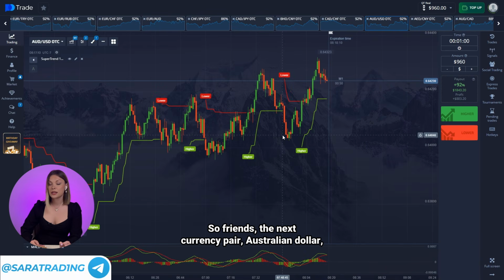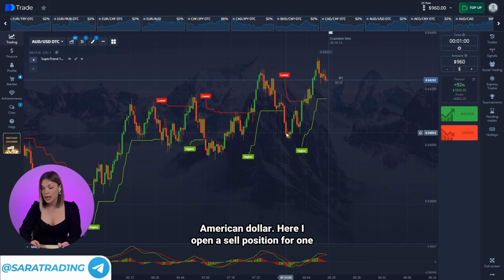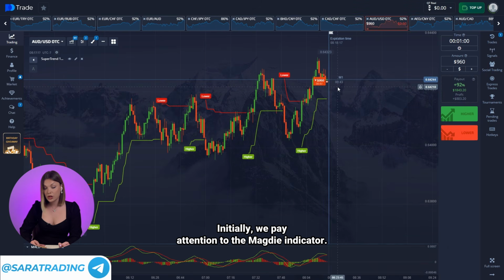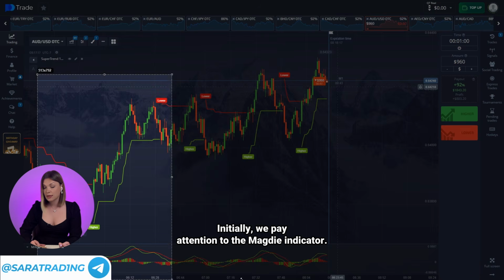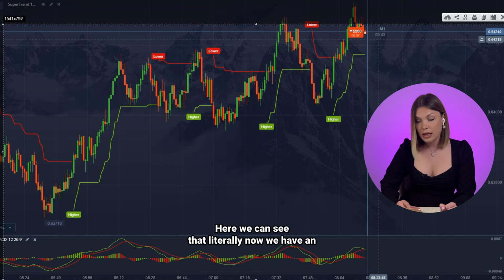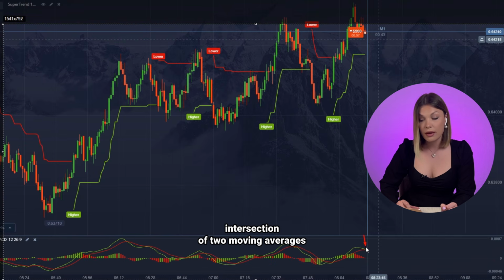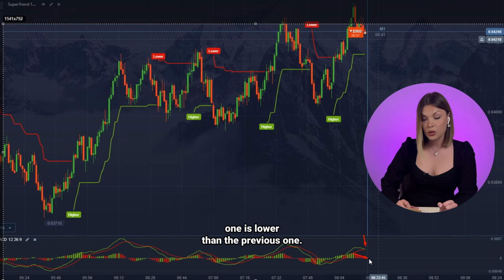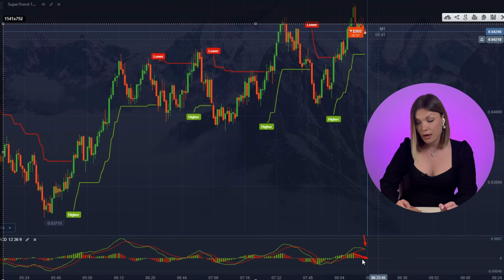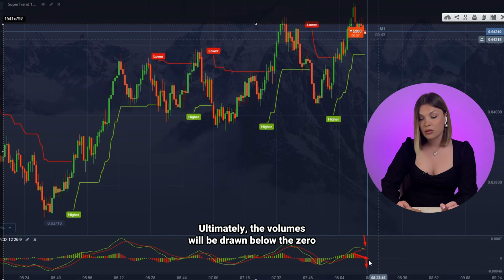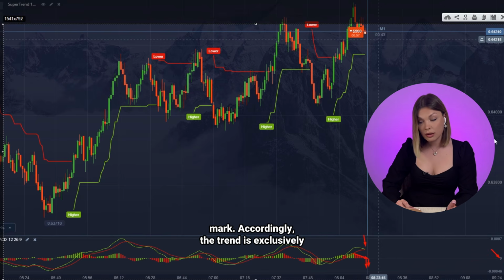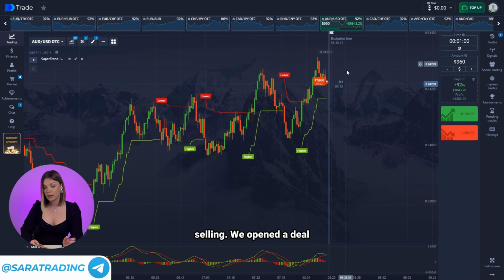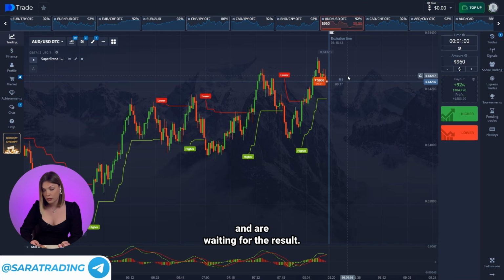So friends, the next currency pair, Australian dollar, American dollar. Here I open a sell position for 1 minute at this point and explain the reason. Initially, we pay attention to the MACD indicator. Here we can see that literally now we have an intersection of two moving averages, and we also have a decrease in volumes. That is, each one is lower than the previous one. Ultimately, the volumes will be drawn below the zero mark. Accordingly, the trend is exclusively downward and the deal should be opened only for selling. We opened a deal and are waiting for the result.